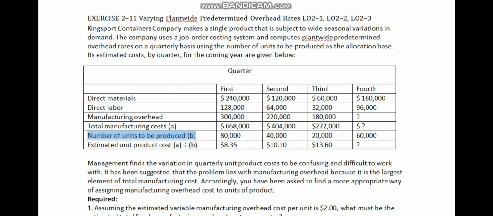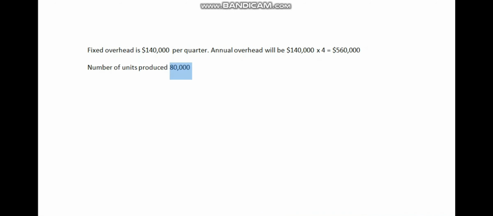The next thing is the number of units produced. The number of units produced in each quarter is different. That is 80,000, 40,000 units, 20,000 units, and 60,000 units. I'm going to list these values and add them all to get my annual units produced. That is 2 lakh units produced.